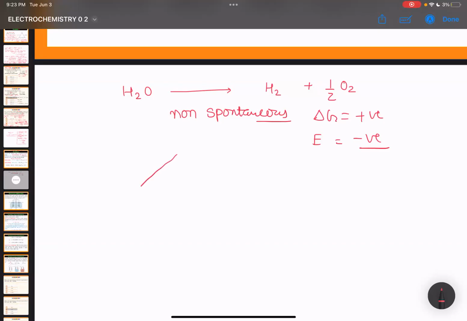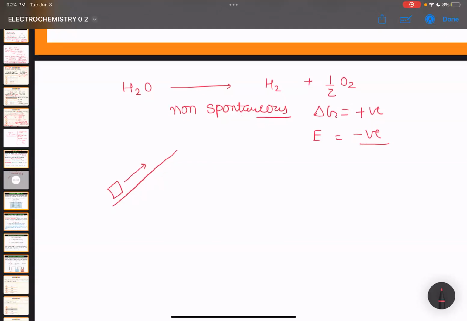Okay, suppose there is a block of wood. Can it go up? Can it move up on its own? No, sir, it cannot go. That's because its potential energy is increasing. Same is the case here also. Gibbs free energy is increasing, just like the energy, it is increasing.